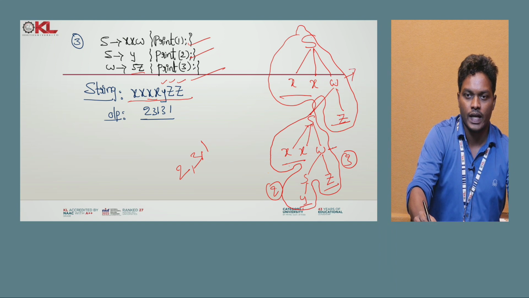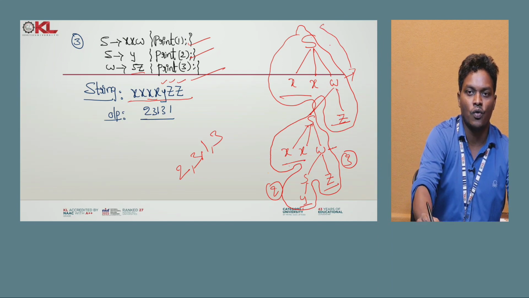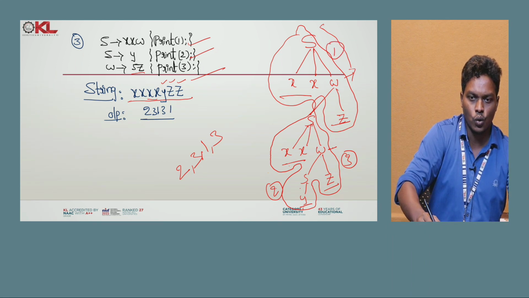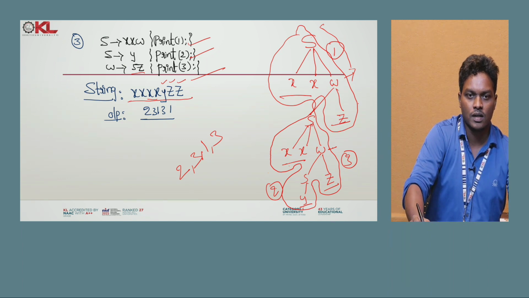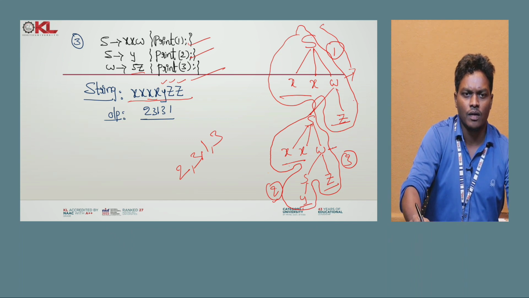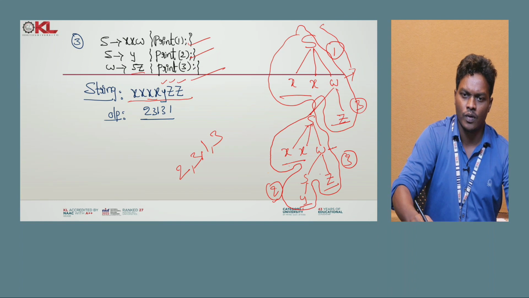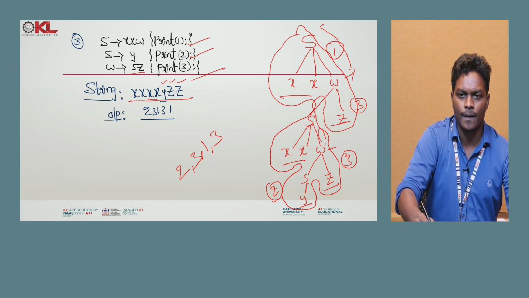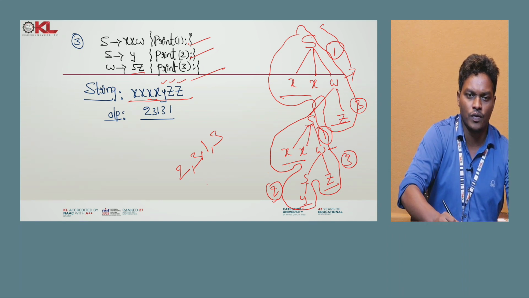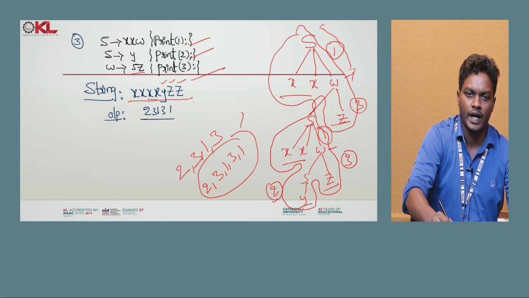Next, W tends to Sz. W tends to Sz means we need to print 3. And finally, if you go like this, S tends to xSW means we have to print the value 1. So first we are printing the 2 value, next 3 value, next W again. So W tends to Sz means we need to print the 3 value again. When we go back, finally we are going to print this value. First 2, next 3, again S tends to, so this is 1. Next, this is a 3 and 1. So the output will be like this: 2, 3, 1, 3, 1. So this is the actual output.